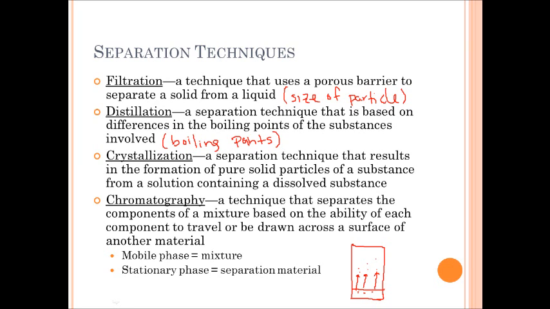So in this case, we have 2 things. You have the mobile phase, which is your mixture, so it's the water that's picked up with the ink in the example, and the stationary phase, which is our separation material, which is going to be your filter paper.